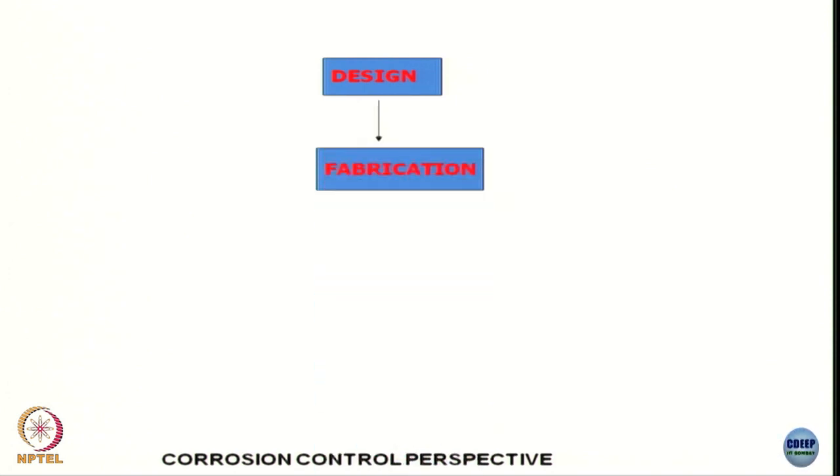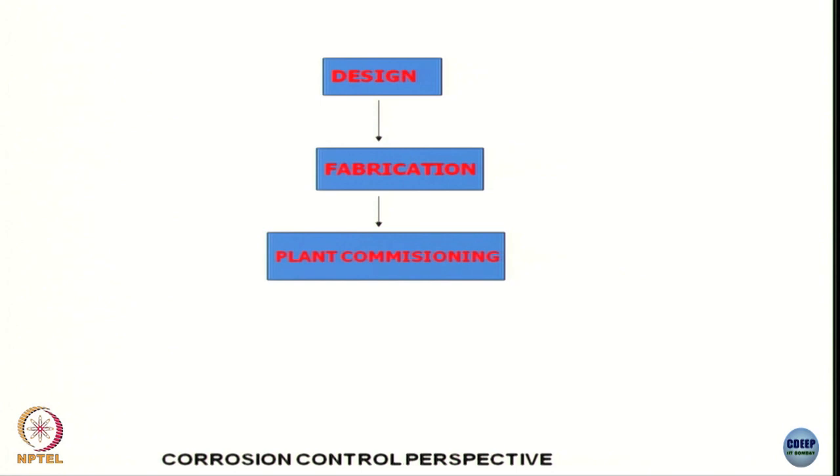When you integrate the whole thing in the design, then comes of course the fabrication, right, in the actual fabrication of the component. And I think now you must be aware, having understood various forms of corrosion, how the fabrication also can influence the corrosion, right. A welding problem could be one of the things, dissimilar metals that come into contact could be problems. So, we should look at how corrosion can be influenced by this fabrication.